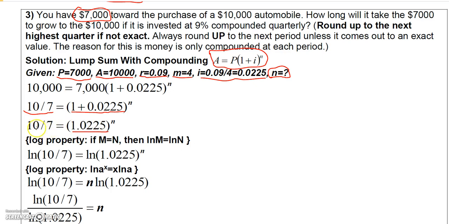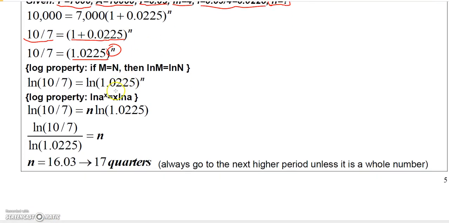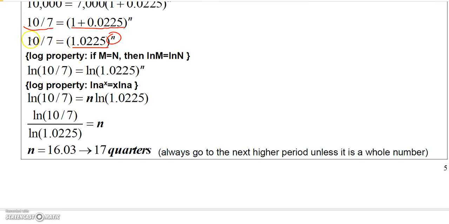Now, when you're trying to solve for an unknown exponent, one little trick we have up our sleeve is to use log properties. So what I can do here is I can take the log of both sides of this. Now I don't care whether you use the natural log or the common log, but I'm going to use the natural log. So I'm going to take the natural log of both sides. So if I take the natural log of the left, I'll just get natural log of 10/7, and the natural log of the right gives me natural log of 1.0225 to the N.